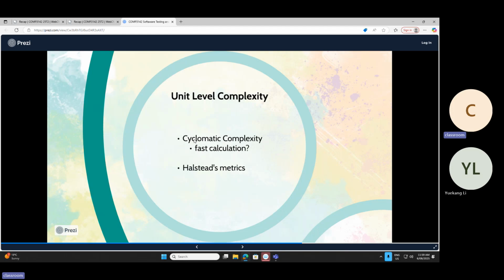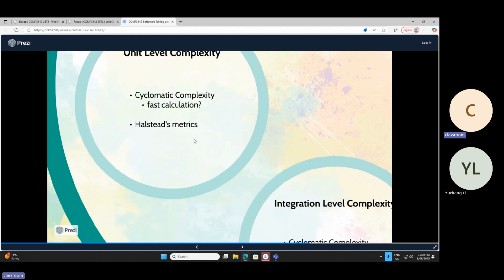So that leads us to Halstead's metrics, which is related to the number of total and unique operators and operands, right? There are several formulas to calculate this, but all of them are based on the number of unique operators and operands and the number of total operators and operands. So that's unit level complexity.